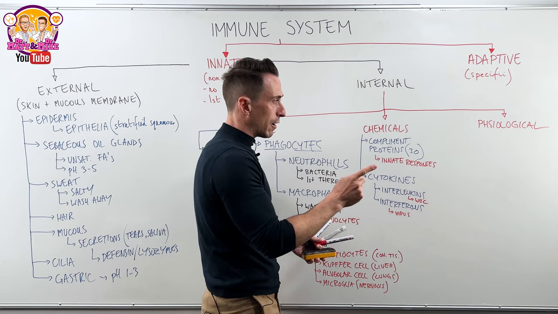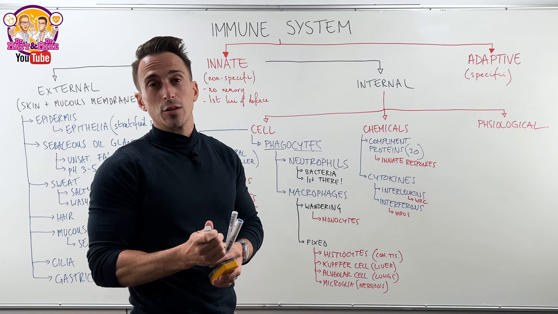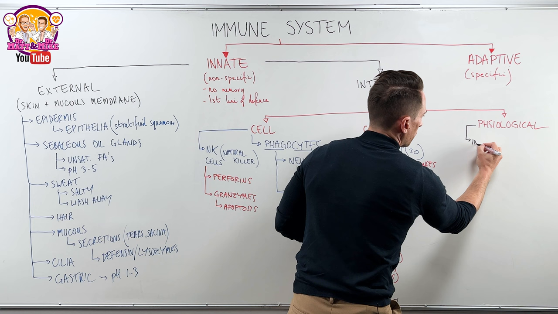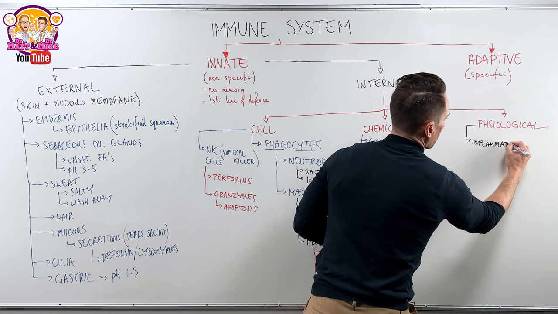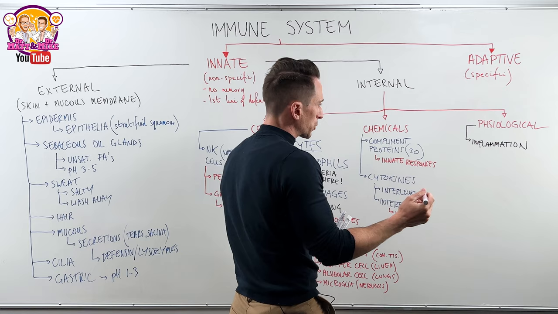Let's now focus on the physiological responses, of which there are primarily two associated with the innate immune system. We have inflammation. And we have fever. Now I'm just having a look where I can draw some stuff because I want to draw the process of inflammation. So let's have a look.